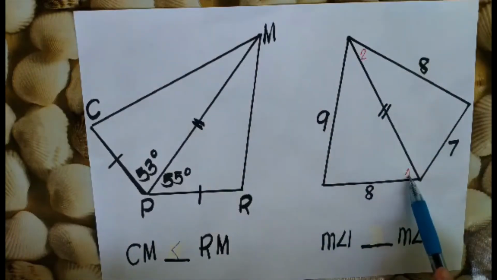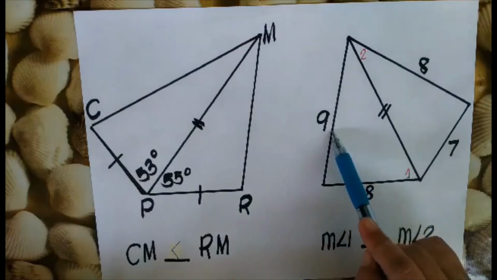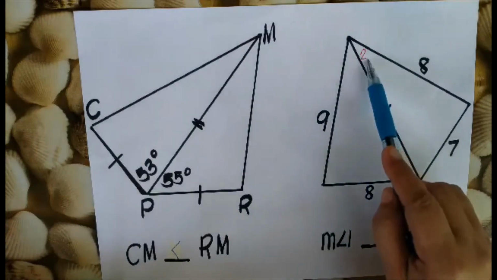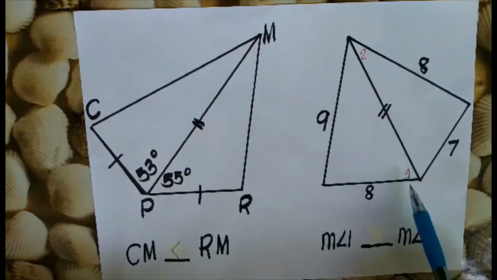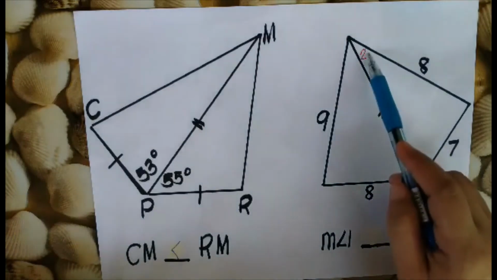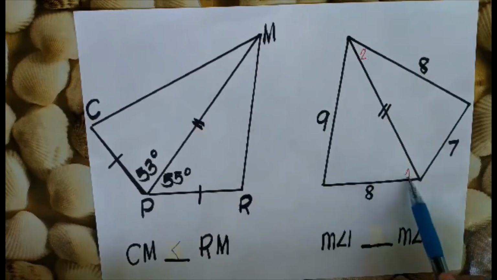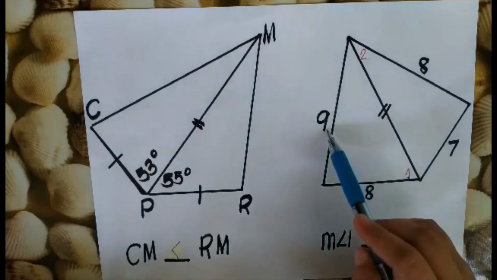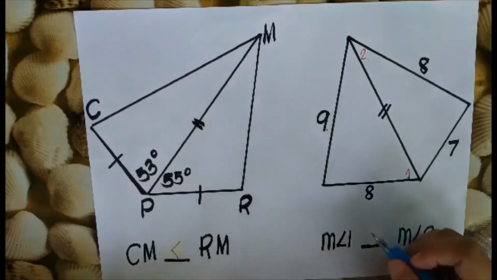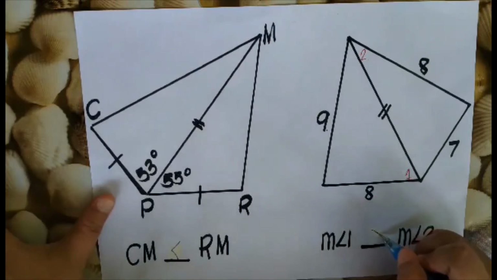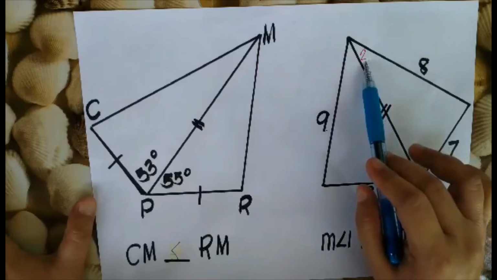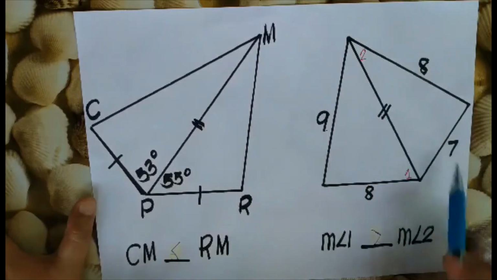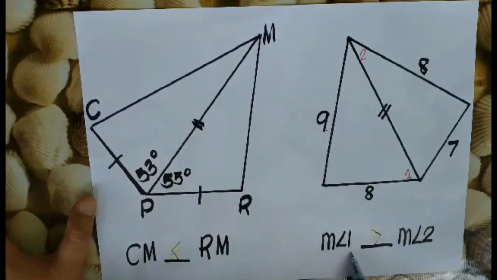Angle 1 is opposite the side with a length of 9 units, while angle 2 is opposite the side with 7 units. So we have to compare the measure of angle 1 with the measure of angle 2. Since angle 1 is opposite the longer side, the measure of angle 1 is greater than the measure of angle 2, because angle 2 is opposite the smaller side. So we can say that the measure of angle 1 is greater than the measure of angle 2.